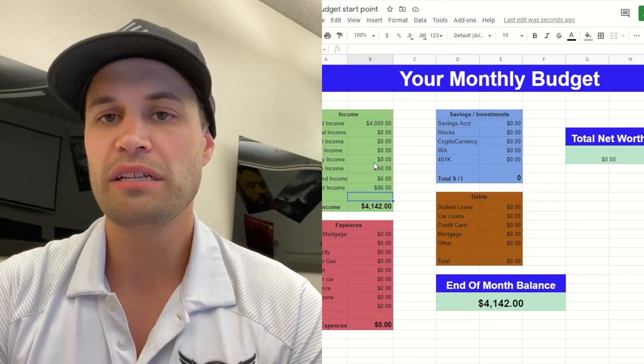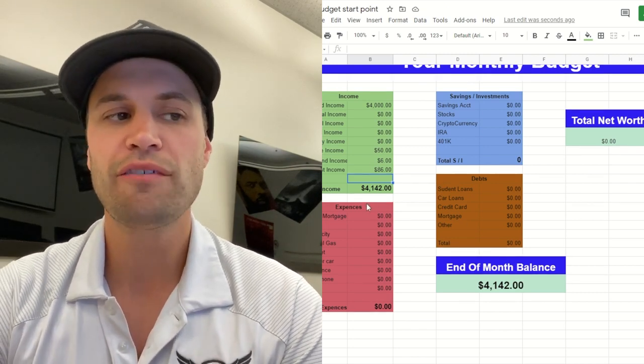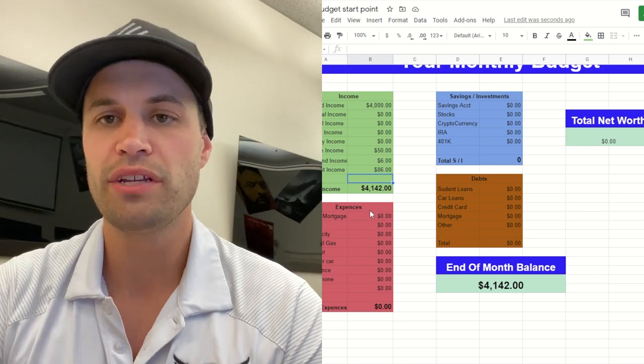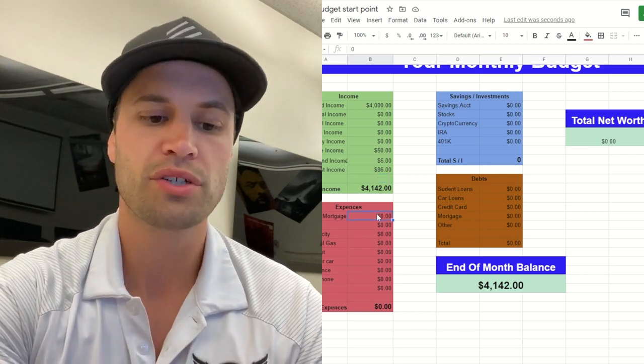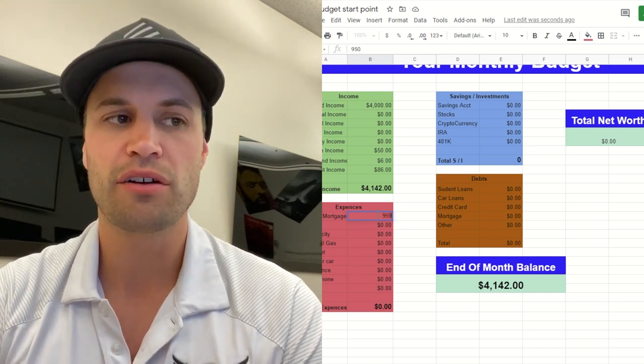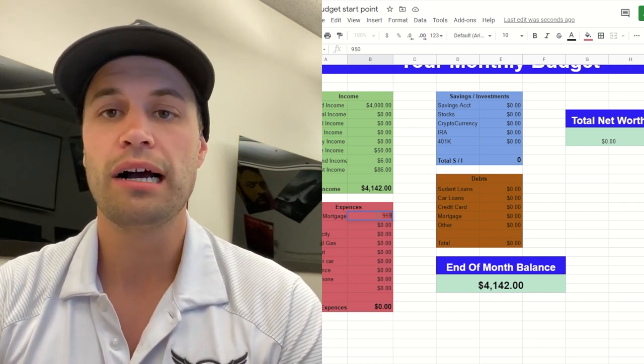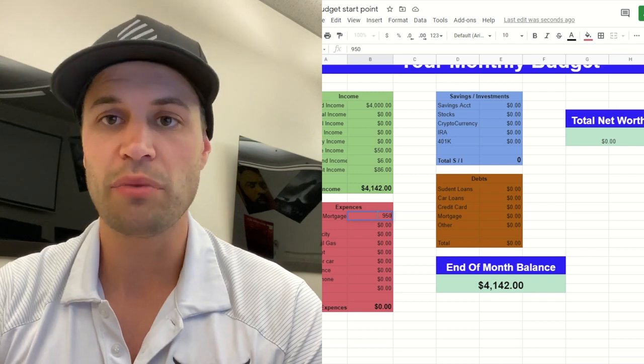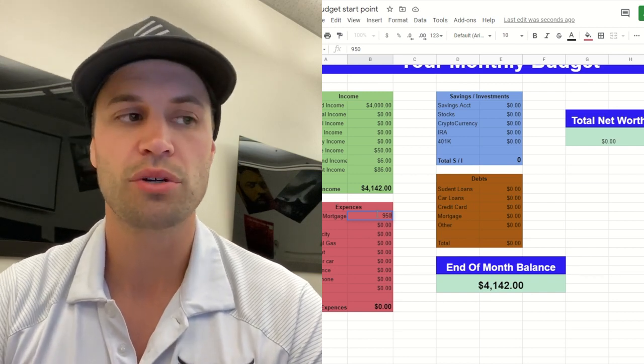Now we go down to our expenses. So the average American spends about $950 between a mortgage or rent. So let's say we did that. If you're renting, you're not gaining anything from that $950. If you have a mortgage, then you are building equity every month and you're continuing to grow that net wealth. So good job.